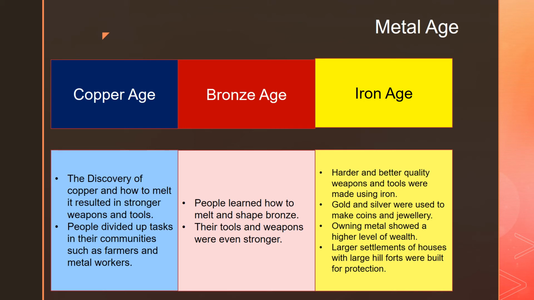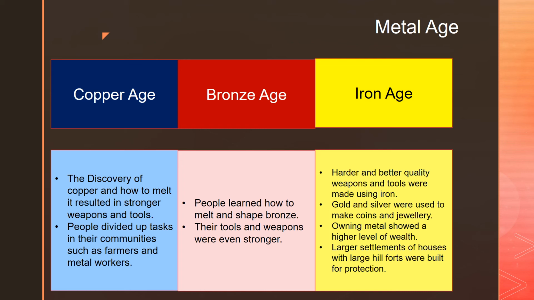In the Bronze Age, people learned how to melt and shape bronze. Their tools and weapons were even stronger. During the Iron Age, harder and better quality weapons and tools were made using iron. Gold and silver were used to make coins and jewellery.